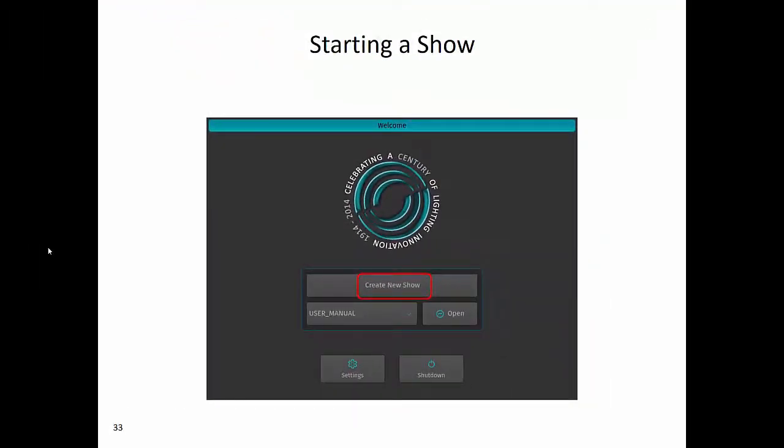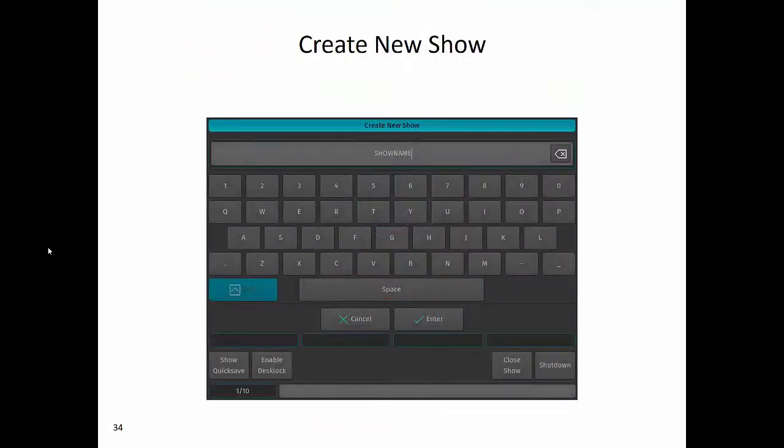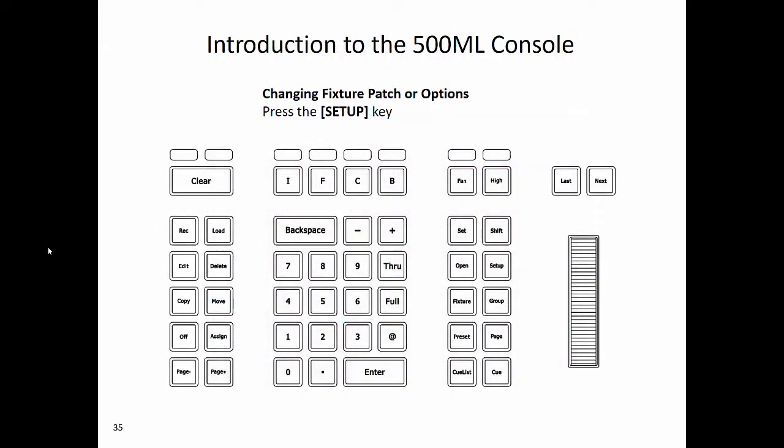So press the button, create a new show. You'll get to the Create New Show screen where you can give it a name either with the internal touchscreen's keyboard or the keyboard of an external USB type. Once the name of the show is done, what we want to do is go into Setup to change fixture patch and options.